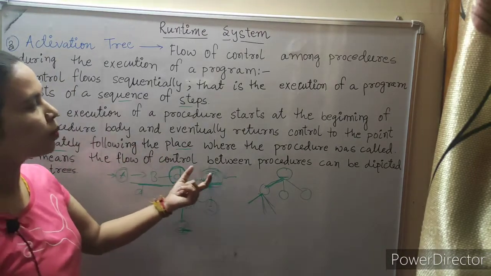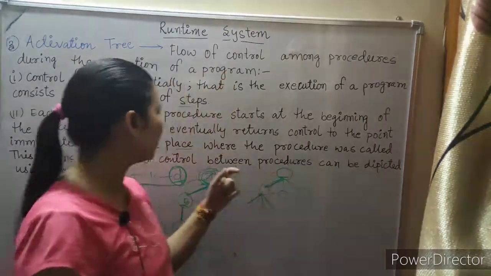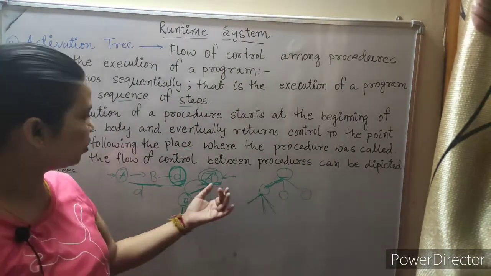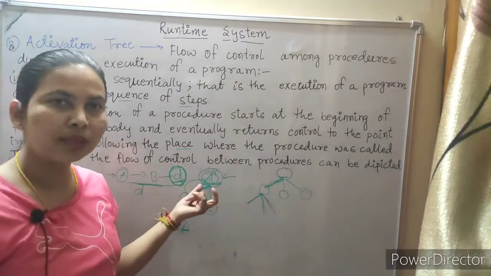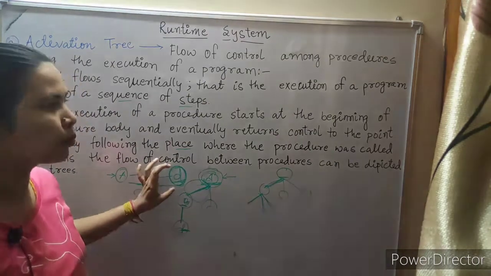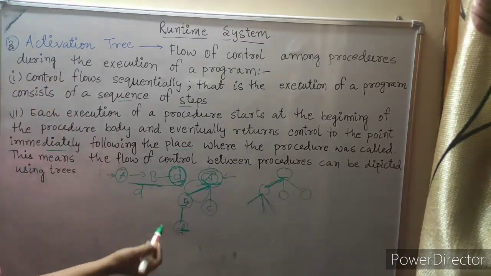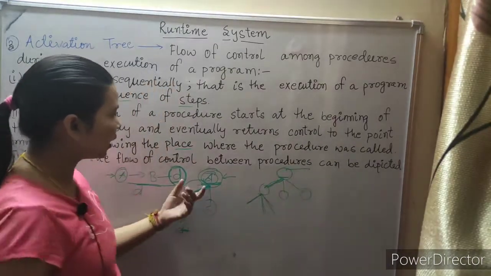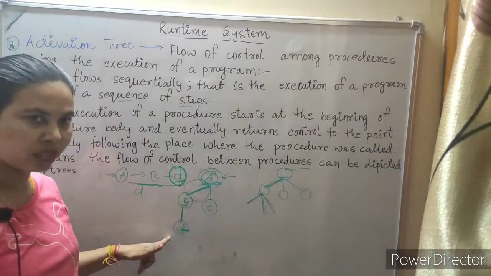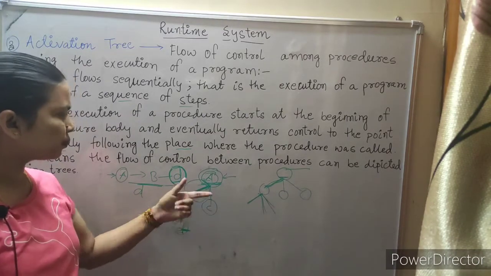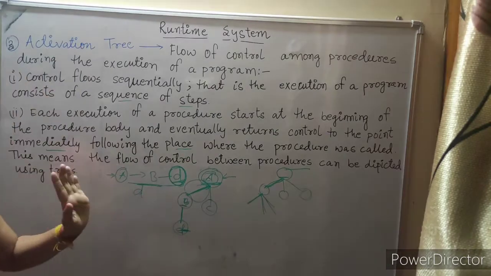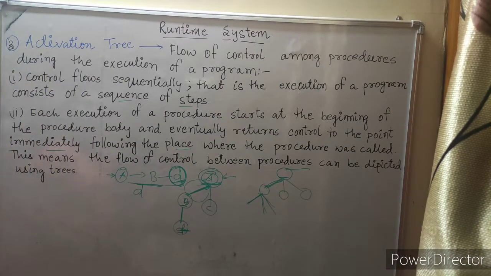This means the flow of control between procedures can be depicted by using the activation trees. Whenever we are making procedure calls, that means this is the caller, this is the called procedure. So the flow between the procedures can be depicted by the tree. This is the activation tree. It is the sequential flow of control connecting one node to the other node. This is the main important point of the activation tree.